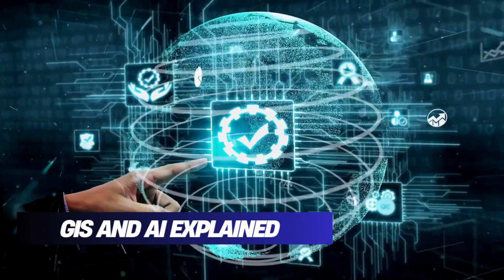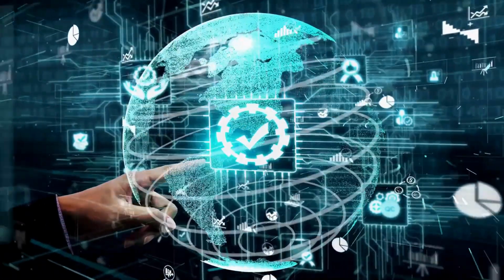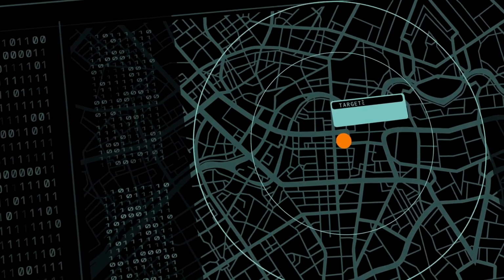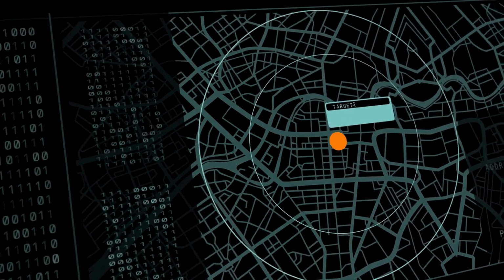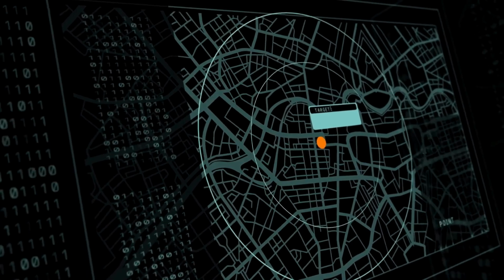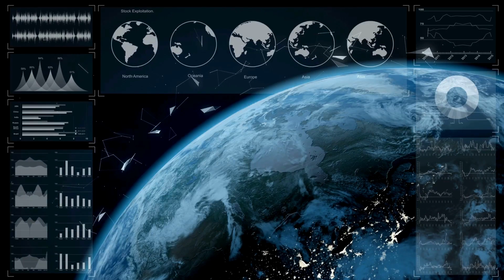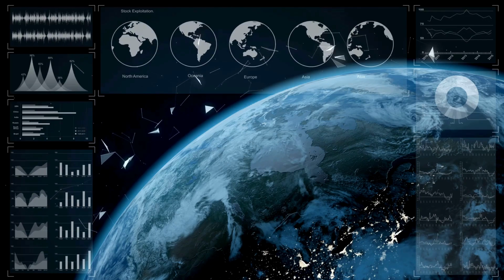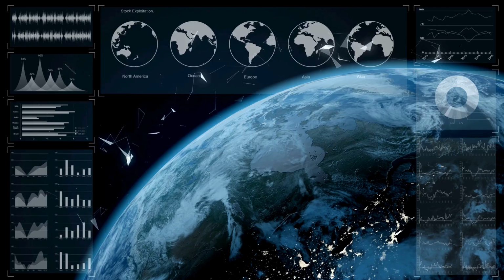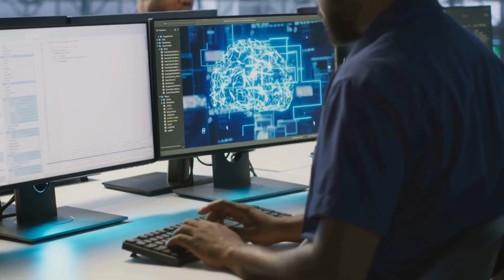Before we delve into the exciting applications, let's first understand what GIS and AI are and how they interact. GIS, in simple terms, is all about maps and location. It allows us to capture, store, analyze, and visualize data that is linked to a specific geographic location. Think of it as a system that layers different types of information, like population density, elevation, or land use, on top of a map. AI, on the other hand, is like giving a computer a brain.